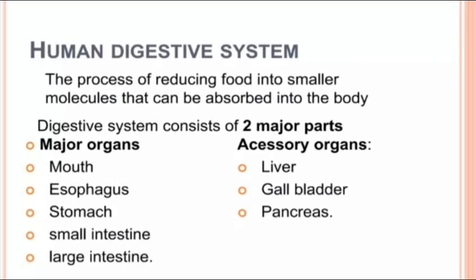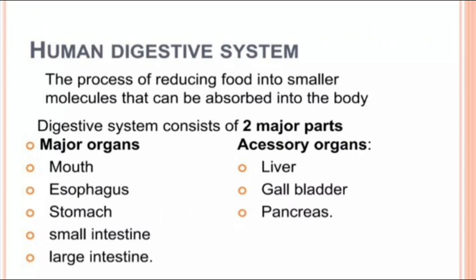Human digestive system. The process of reducing food into smaller molecules that can be absorbed by the body is called digestion. So, what is the digestive system? It is the process of reducing food into smaller molecules that can be absorbed into the body.